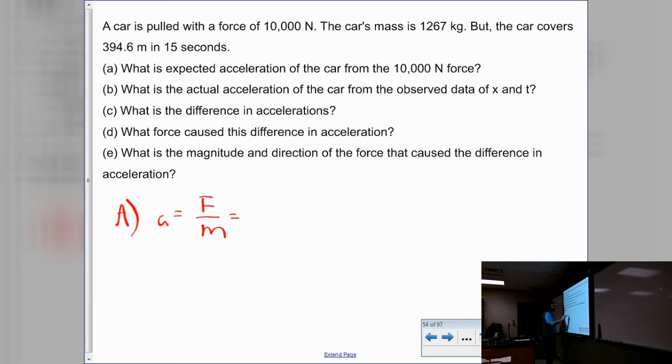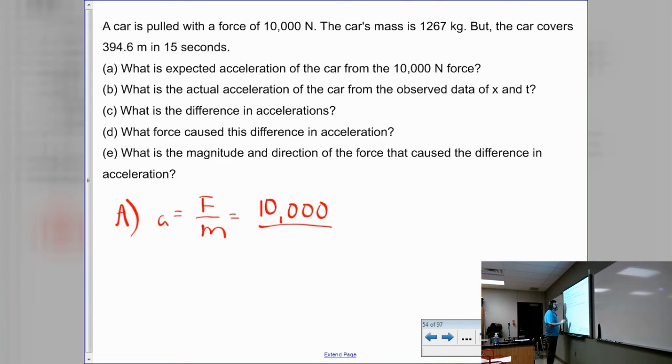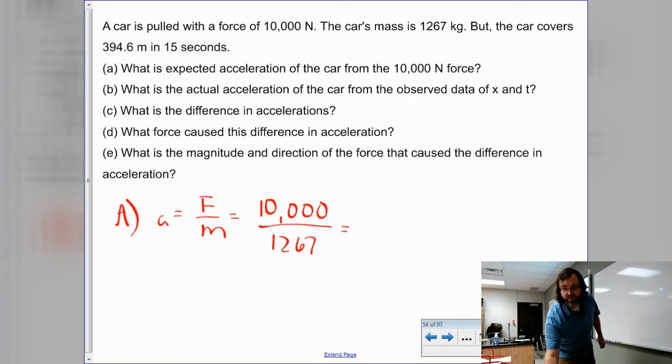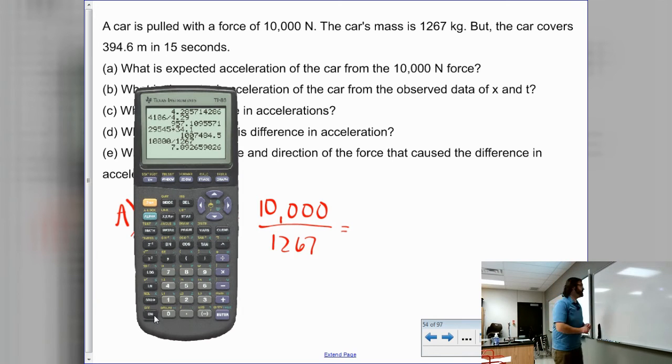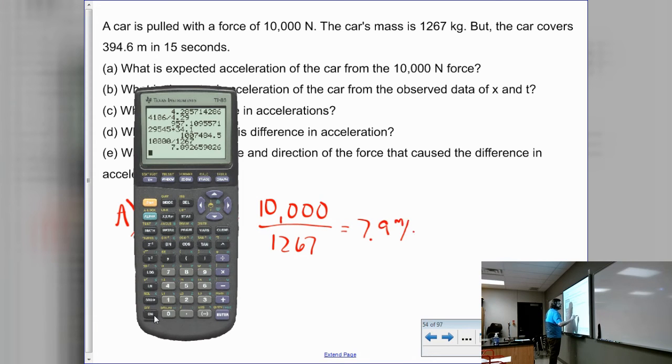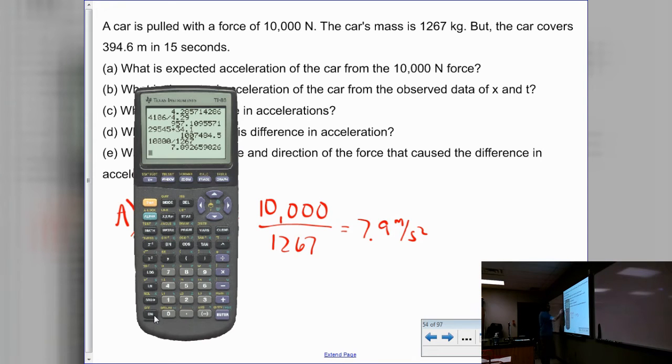Now, the force given to us in part A is a 10,000 Newton force, and the mass of the car is 1,267 kilograms. So to figure out the expected acceleration from Newton's second law, all we have to do is divide those. 10,000 divided by 1,267 gives us an acceleration of 7.9 meters per second squared. Okay, that's part A. Now, part B.